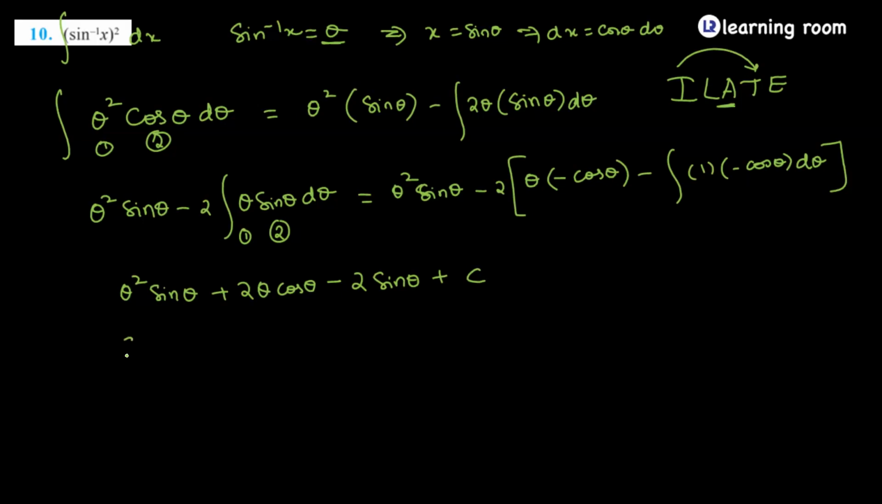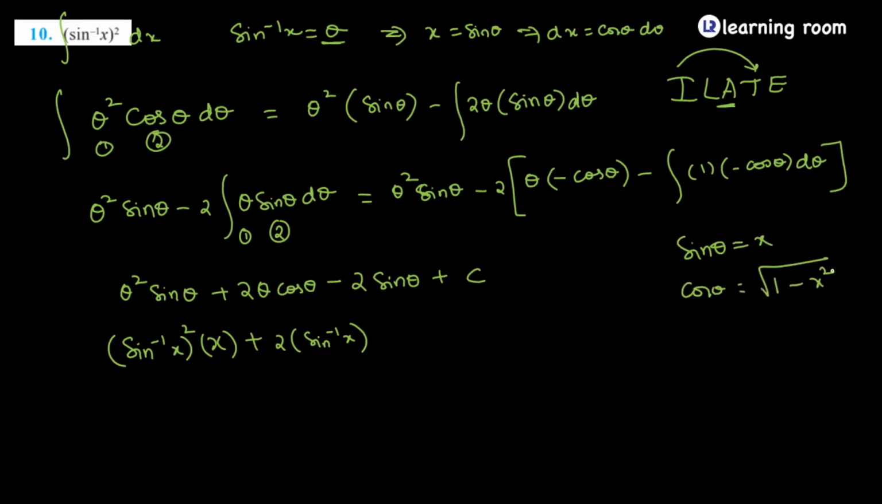I need to replace with sin inverse x. So sin inverse x, the whole square, in the place of sin theta, I will write an x, plus 2 into theta, which is sin inverse x. See, if sin theta is x, what is cos theta? This we saw in the previous problem also. It is root of 1 minus x square, for sin square theta plus cos square theta is 1. Right? So cos theta is root of 1 minus x square, minus 2 times the value of sin theta, again x, plus c. So this should be the final answer.